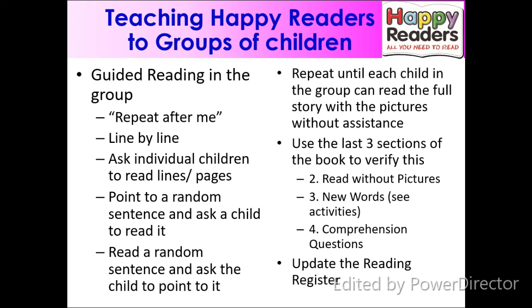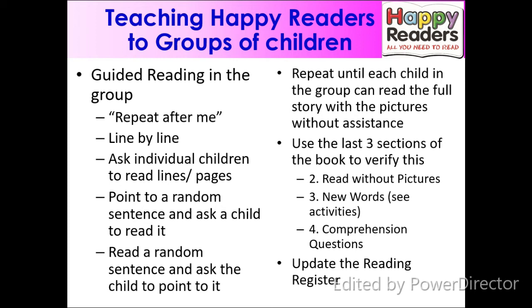so what we ask them to do is you then ask individual children to read lines and pages out loud. We can then do variations to say point to a random sentence and ask a child to read it, and then we can read a random sentence and ask the child to point to it. Again, this is reiterating that they are able to recognize the words on the page, not just repeating by rote. We basically repeat all these activities until each child in the group can read the full story with the pictures, but without assistance from you, the teacher.